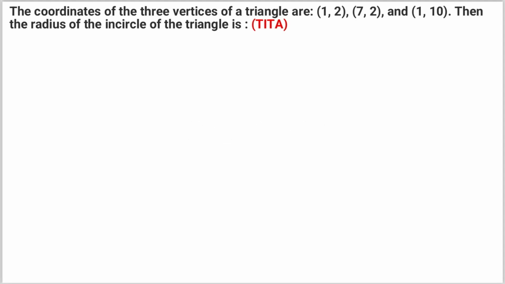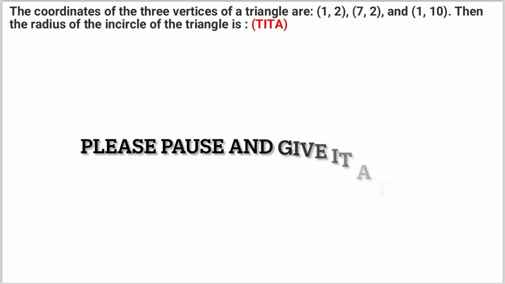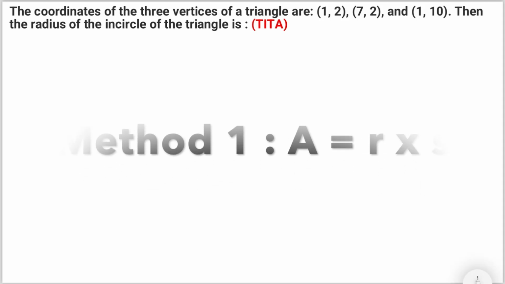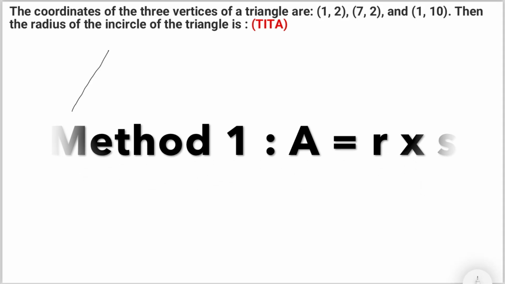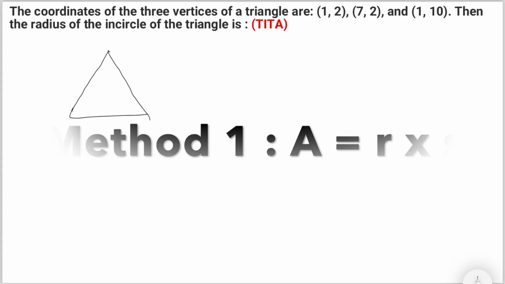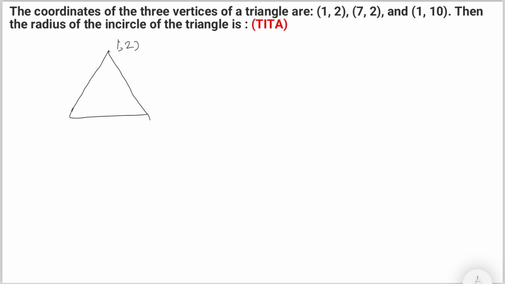So let's look at our next question from CAT 24, the second slot. The coordinates of the three vertices of a triangle are 1, 2, 7, 2 and 1, 10. Then the radius of the incircle of the triangle is. So now one way of solving the question is you draw the triangle, okay? Write the vertices 1, 2, then 7, 2 and then 1, 10.